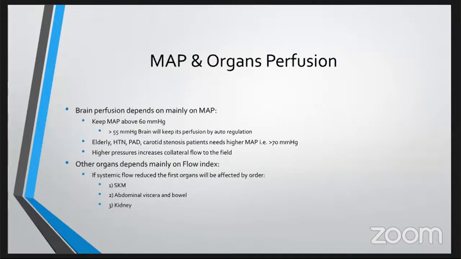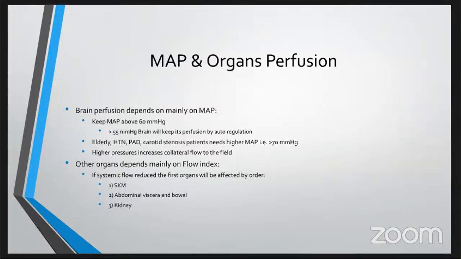So for MAP and organ perfusion, brain perfusion depends mainly on the MAP. Keeping a MAP of around 60 millimeters of mercury will maintain perfusion by autoregulation. What do you mean by autoregulation? It means that as long as the pressure is within the autoregulatory range, the organ will control its flow by an independent autoregulatory mechanism, regardless of how much flow you're giving, as long as this flow can generate the lowest limit. And for sure, for elderly patients with multiple comorbidities, we need a higher MAP, usually around or above 70 millimeters of mercury. And the higher pressure will increase the collateral flow to the field.